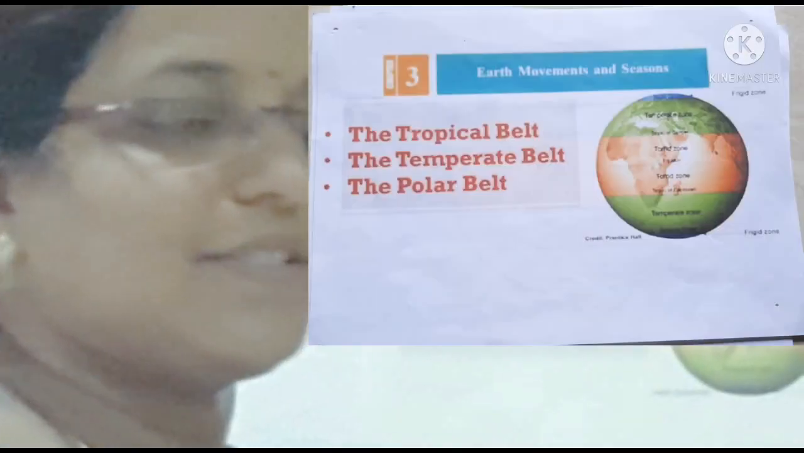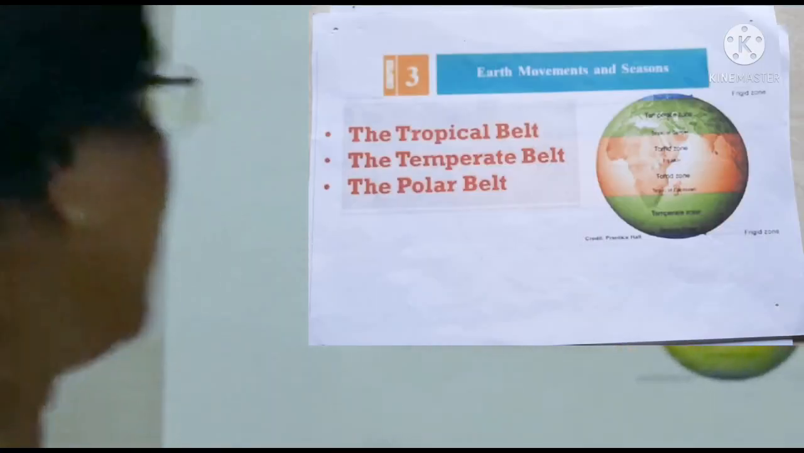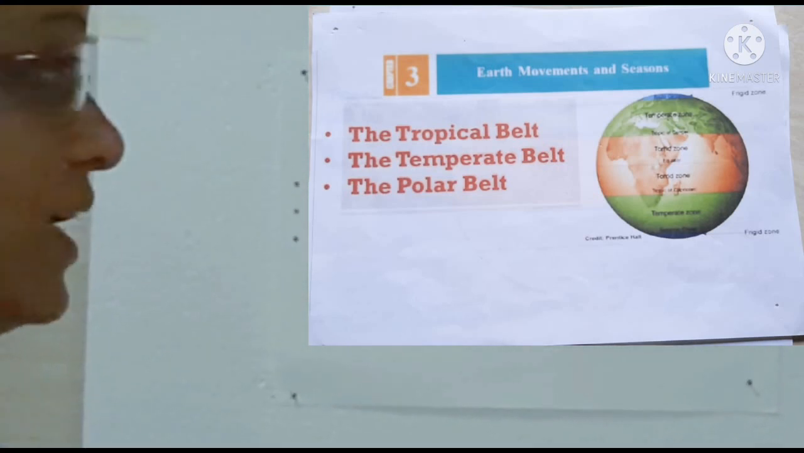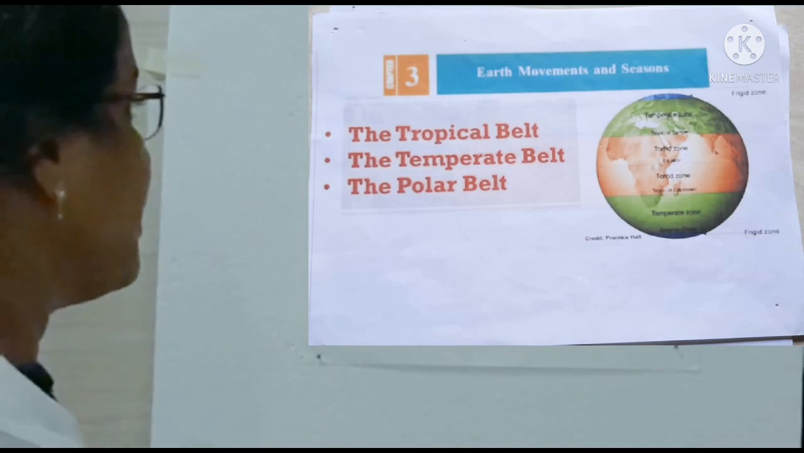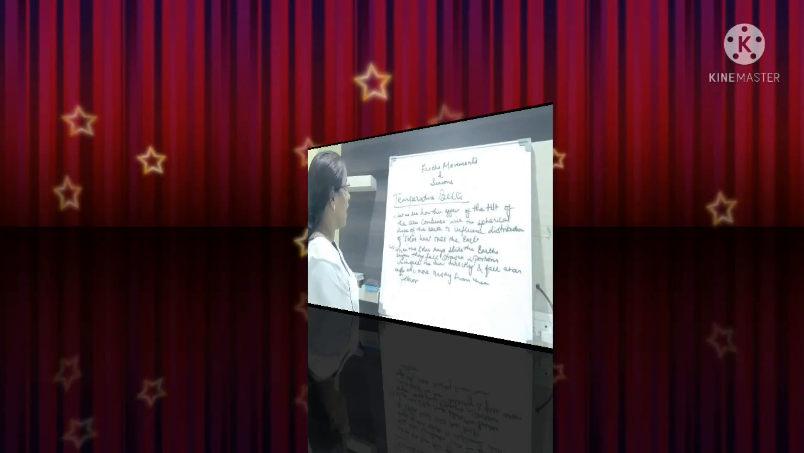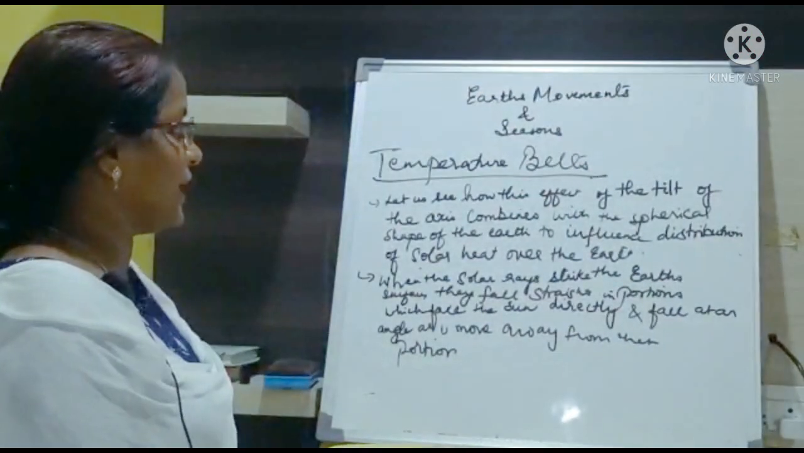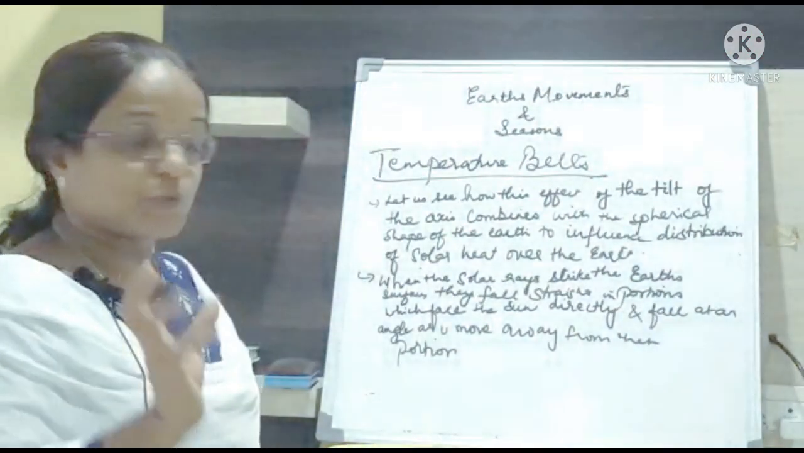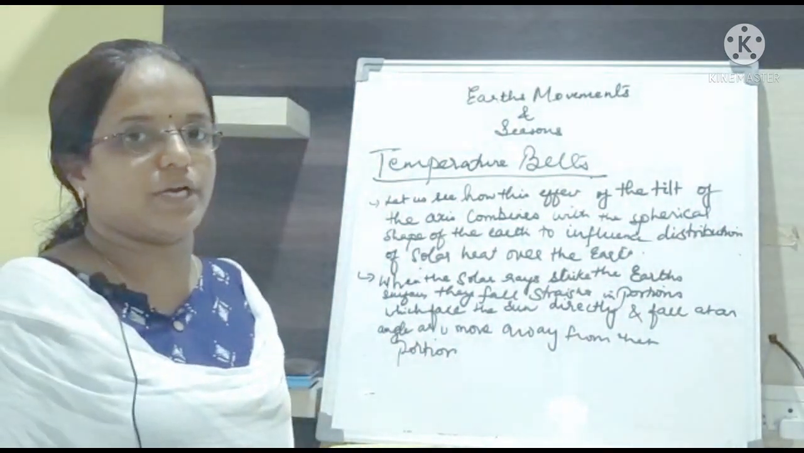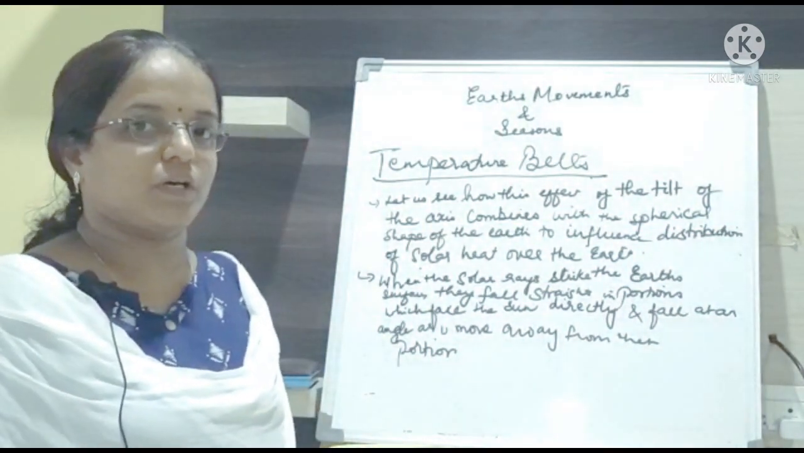Let us discuss the temperature belts. Here we have three kinds of temperature belts: the tropical belt, the temperate belt, and the polar belt. How does the effect of the tilt of the axis combine with the spherical shape of the earth to influence the distribution of solar radiation on different places of the earth?